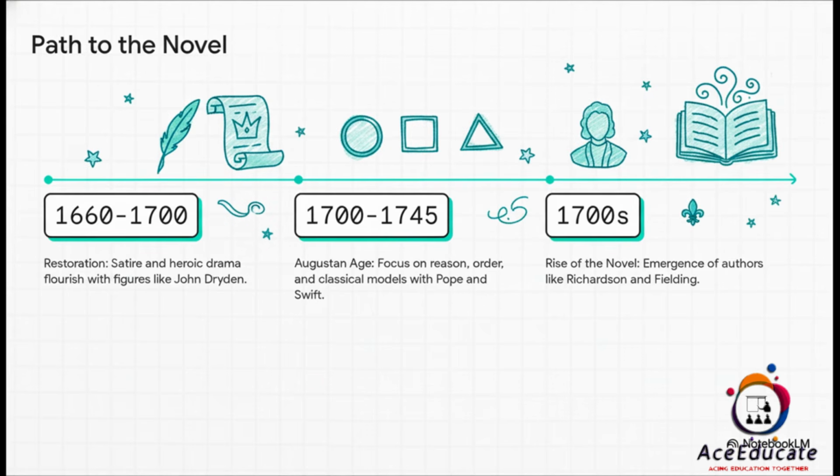It kicks off with the Restoration period, which was full of all the sharp, witty satire. Then that flows into what we call the Augustan Age, which was all about reason and order. But here's the big deal, the main takeaway: this whole century-long shift in thinking is what laid the groundwork for something totally new, the birth of the modern novel as we know it.